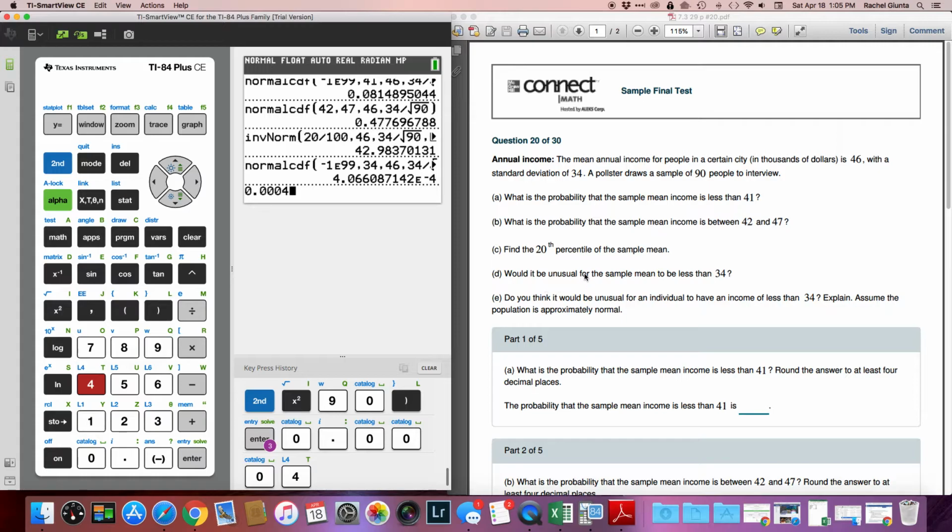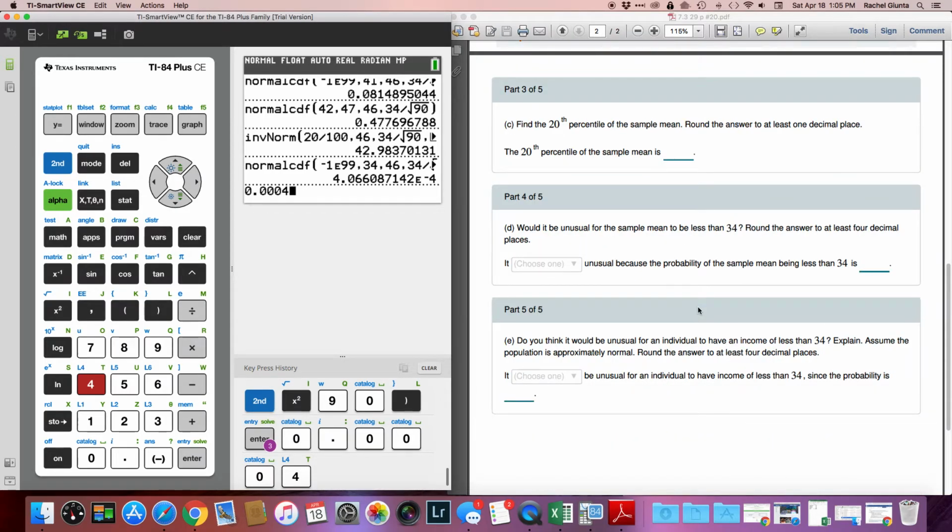But anyway, now in terms of answering the question, would it be unusual? With all of these, it always wants you to type in the probability, so you'd put the 0.0004 here, and then you have to compare this number to 0.05. It's quite a bit lower, so that means it would be unusual. Oops, this is for this part. It would be unusual, and that goes here, because this is part 4, not part 5.